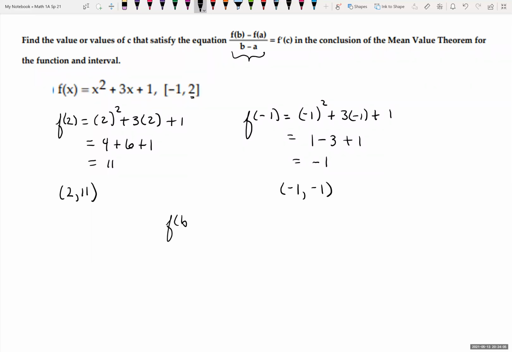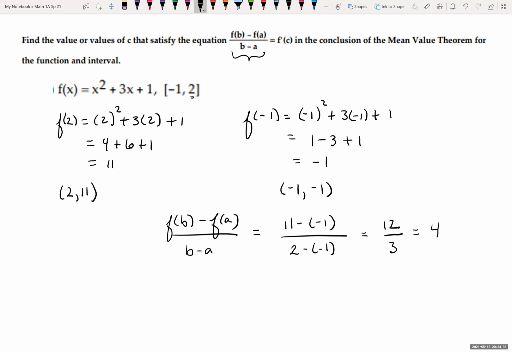So our f of b minus f of a all over b minus a value gives us 11 minus a -1 all over 2 minus -1. 11 minus a -1 is 11 plus 1 is 12. 2 minus a -1 is 2 plus 1, which is 3. And this gives us a value of 4. So we want to find some c that's contained between -1 and 2, such that the derivative evaluated at c equals 4.